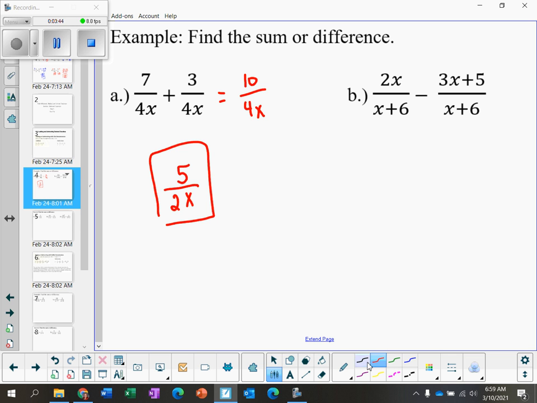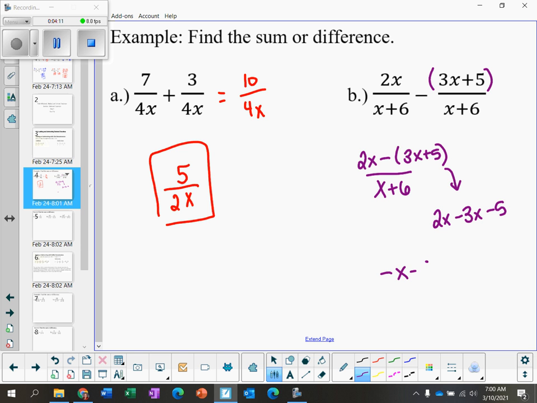Right? For b, they both have a denominator of x plus 6, so my result will be over a denominator of x plus 6. And we're doing 2x minus this entire thing of 3x plus 5. So the negative has to be distributed, so I'm just going to look at the top for a second. 2x minus 3x minus 5. So this is going to be negative x minus 5 over x plus 6.